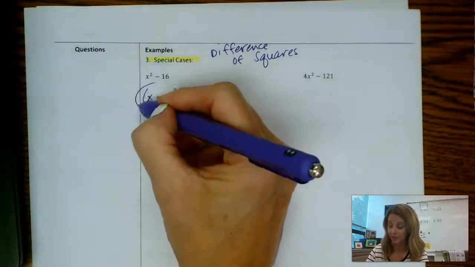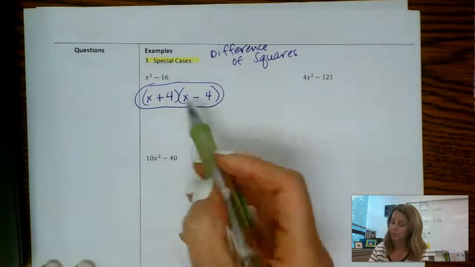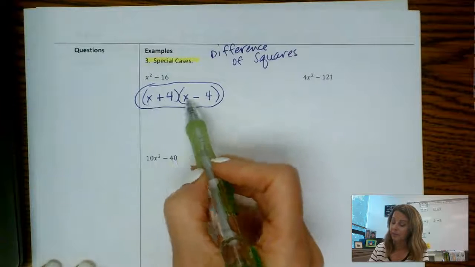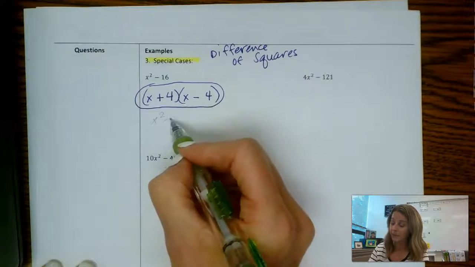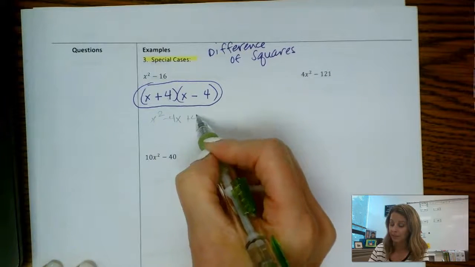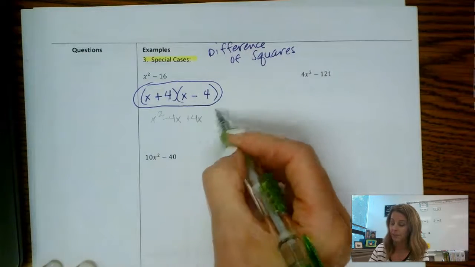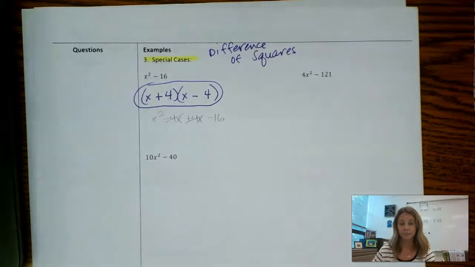This is our answer. I'm going to circle it, but let me just remind you how that middle term goes away. So when I multiply this out, x times x is x squared. X times negative 4 is negative 4x. 4 times x is a positive 4x. 4 times negative 4 is a negative 16. See how those two add up to 0.